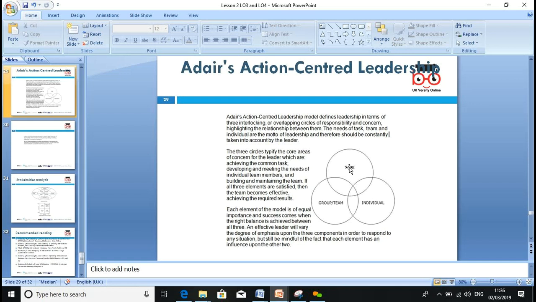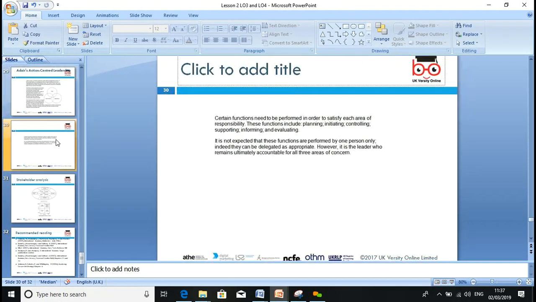So always we need to look around the task itself, the group, and the individual as well. Certain functions need to be performed in order to satisfy each responsibility. These functions include planning, initiating, controlling, supporting, informing, and evaluating. So all these are crucial to implement the change in our organizations.